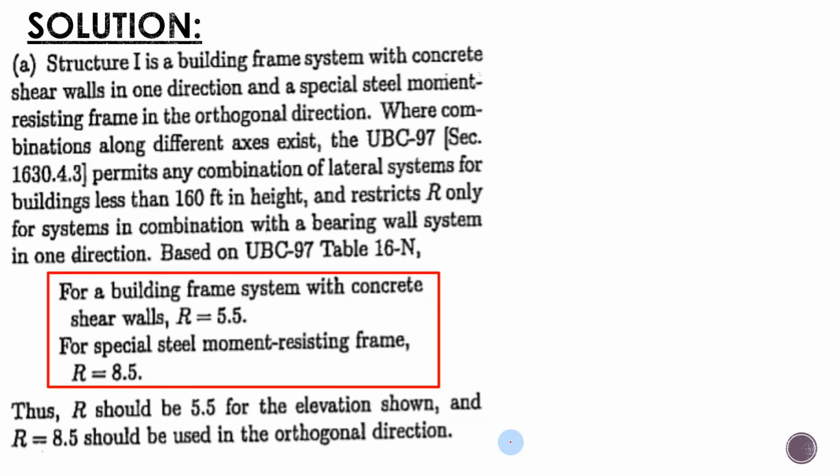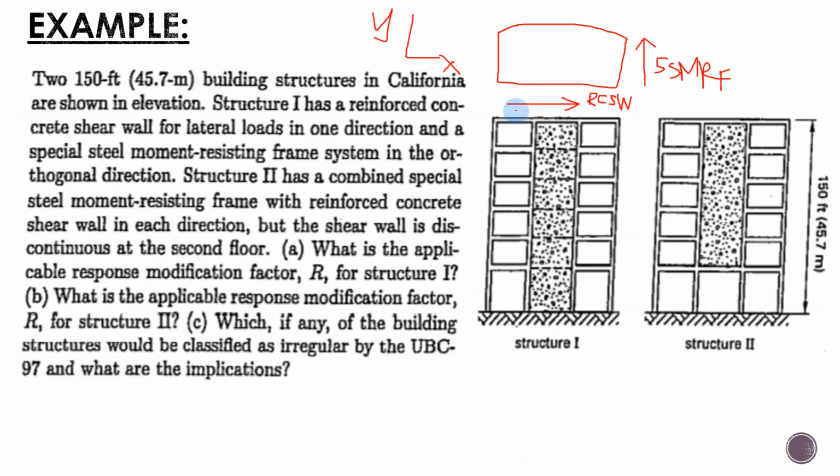Structure 1 is a building frame system with concrete shear walls in one direction, the x-axis in the illustration, and in the y-axis a special steel moment resisting frame. Where combinations along different axes exist, it cannot be avoided, guys, because there is a tendency that the earthquake is stronger in the x direction compared with the y.